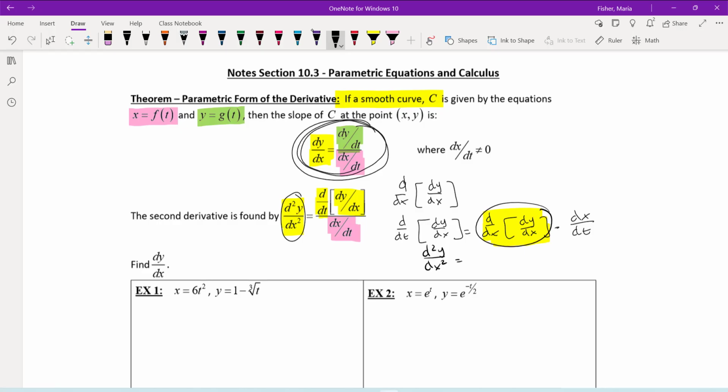So this would equal the derivative with respect to t of dy/dx divided by dx/dt. So that's why the second derivative is the derivative with respect to t of dy/dx divided by dx/dt. Let's practice finding dy/dx in the first two examples.